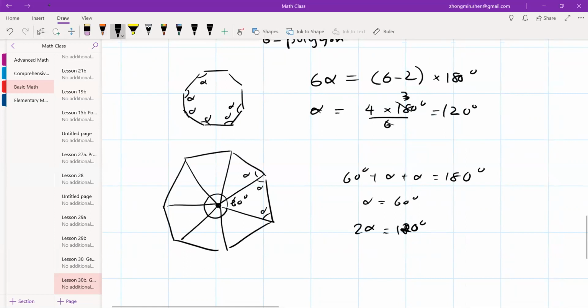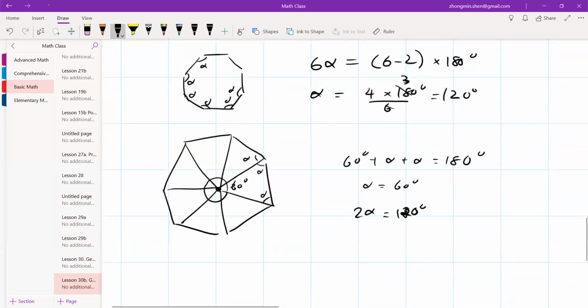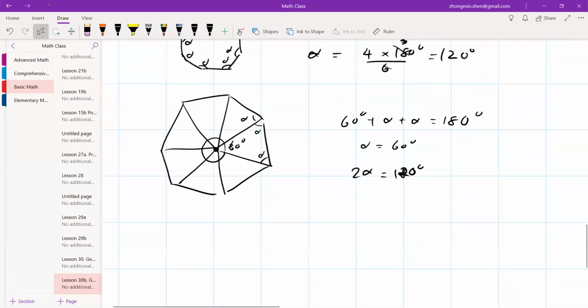So there's another way to get the angle, okay? A regular hexagon consists of 6 identical equilateral triangles.